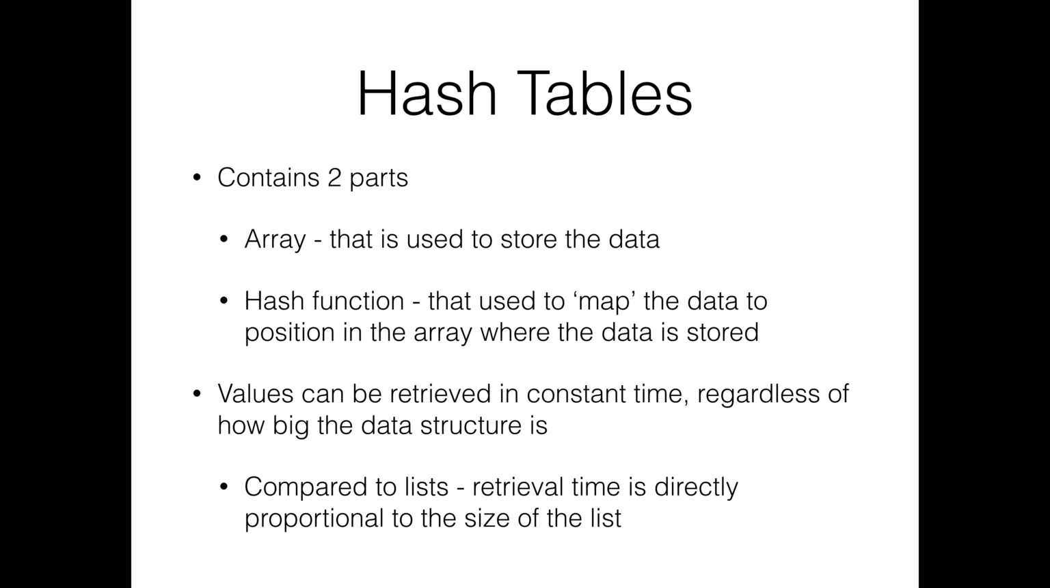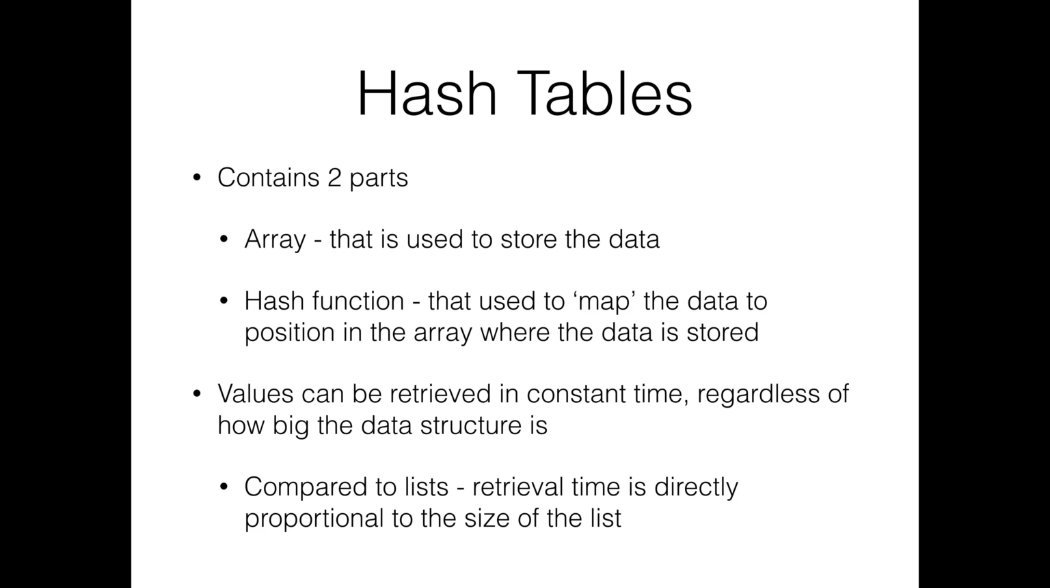Which is why, if we think about what we use very often, we use something called hash tables to get around that. Hash tables are used whenever you want to store something and be able to look it up quickly. The hash table contains two parts. It's basically an array, which is a bunch of space where you can store stuff, and it has a hash function. The hash function is used to map the data that is stored to the position in the array where you want to store it, right?